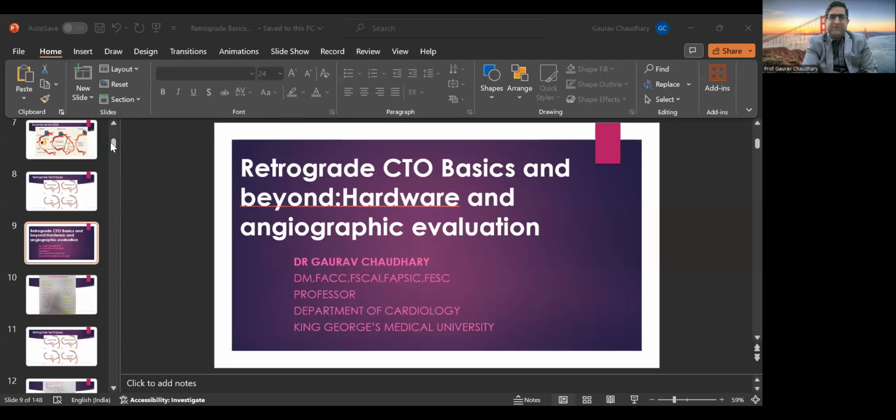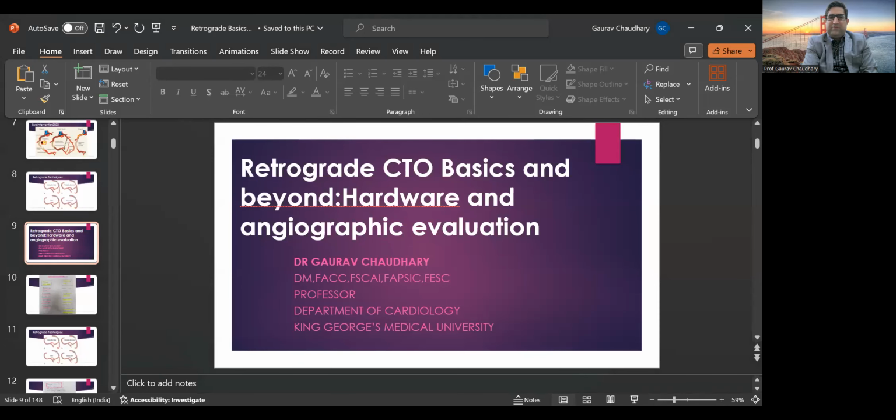So today, to start with, I would be discussing how to approach a retrograde CTO case and what is the cautious evaluation of the angiogram and how it helps in planning the case. Because the angiographic evaluation of various collaterals for retrograde access is very important in the success of this.